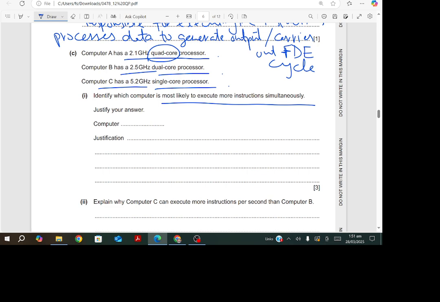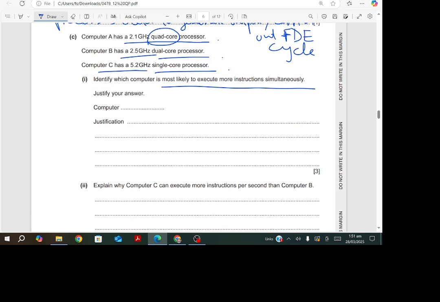Quad core means that it will have four cores. When it has four cores, each core will be able to execute one set of instructions at a time. So if there are four sets of instructions, they may be split up between them, or you can say four sets of instructions will be executed simultaneously. Dual means two, single means one, so quad means four. So computer A is the best one to use.